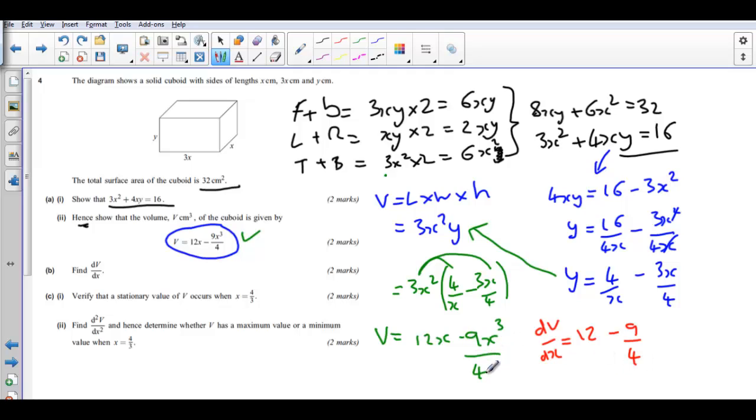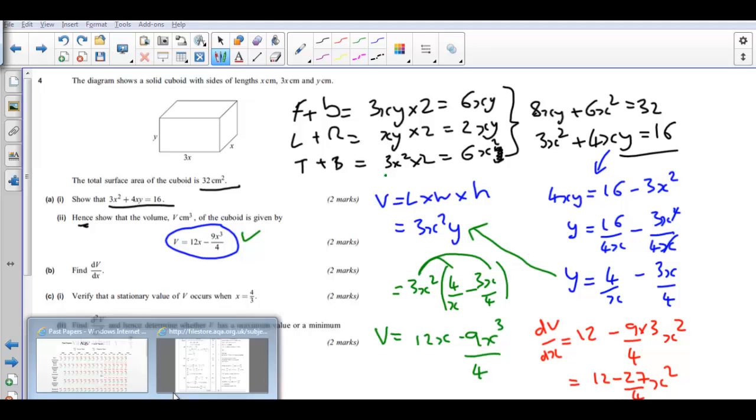That's 9 over 4. Okay, multiplying that, so 9 multiplied by the power, so 9 times 3, and then reduce the power. So actually what we're going to get here is 12 take away 27 over 4 x squared.